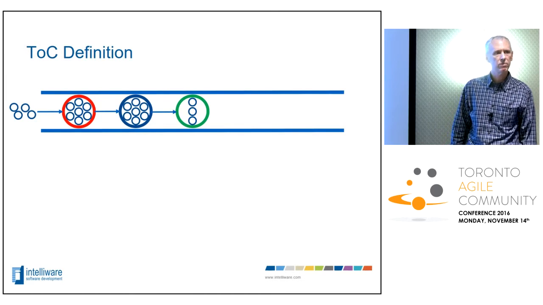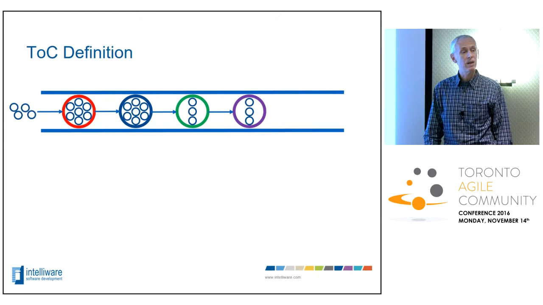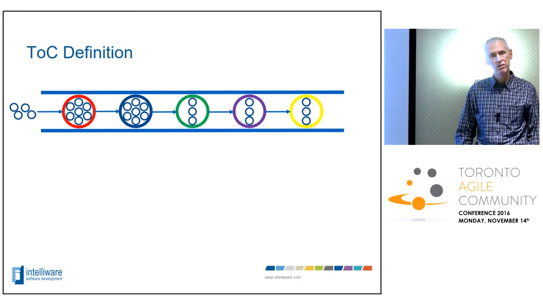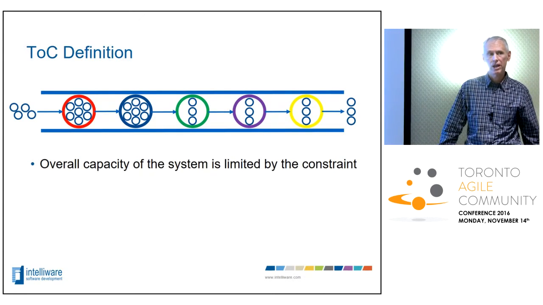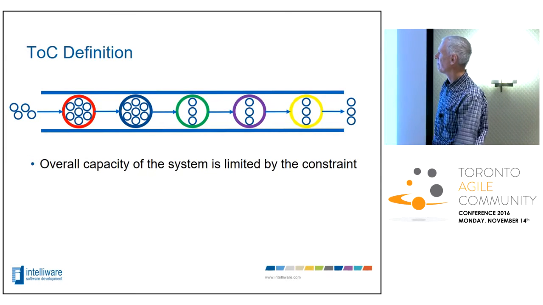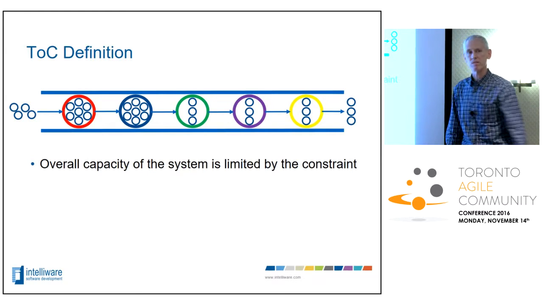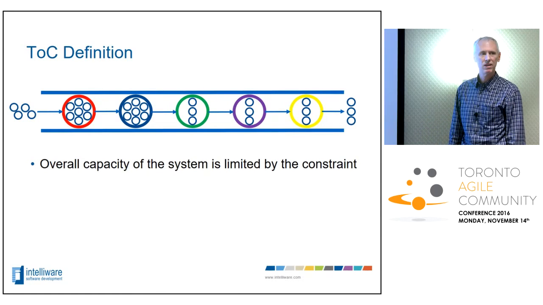Uh-oh, the green step, it can only do 3. So that means that the purple step after it can only do 3, and the yellow step after that can only do 3. So the capacity of your system is 3. Any guesses where the bottleneck is here? It's the green step. The green step is controlling the overall throughput of the system, which is 3. So what's happening ahead of the green step? Any guesses? Lots of queuing.